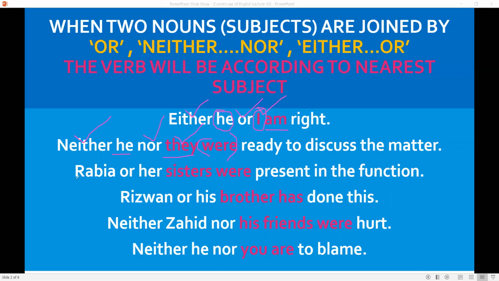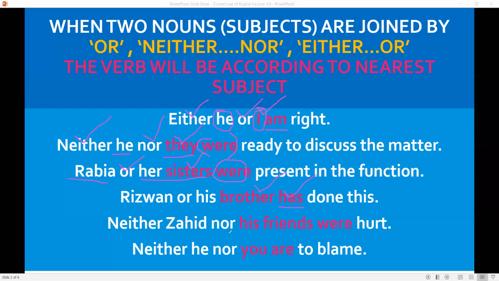Rabia or her sisters. These are joined by or. Sisters is plural, so here comes a plural verb because we use the verb with the second subject. Rabia or her sisters were present in the function. Similarly, Rizwan or his brother has done this. Brother is singular. This is the nearest subject to this helping verb, so a singular verb has been used.